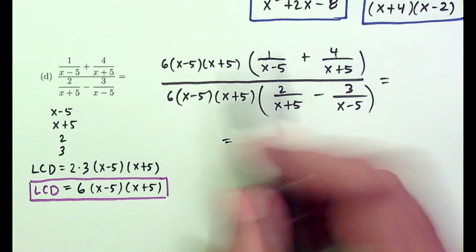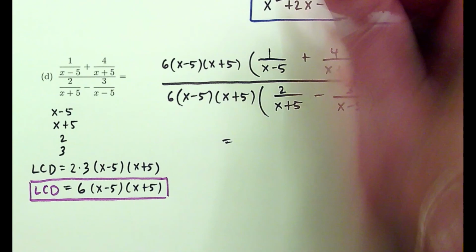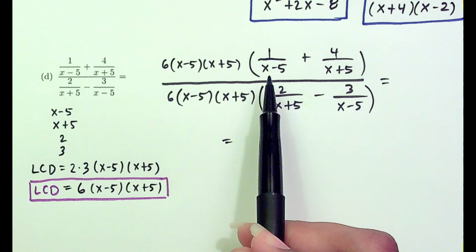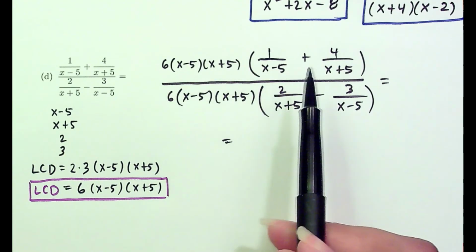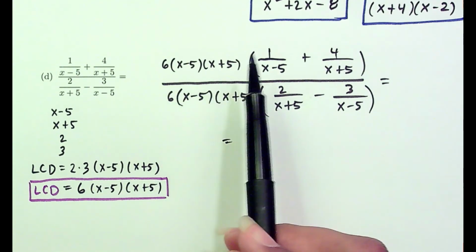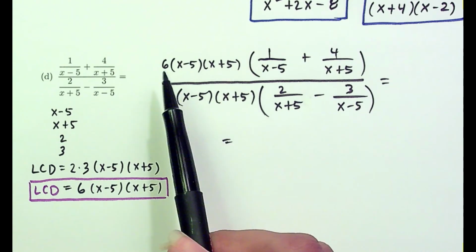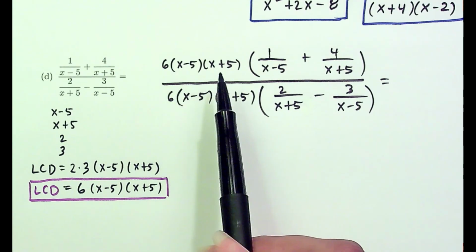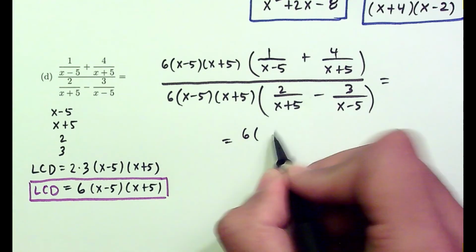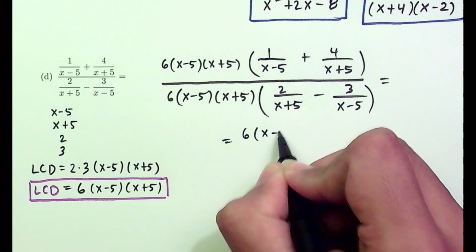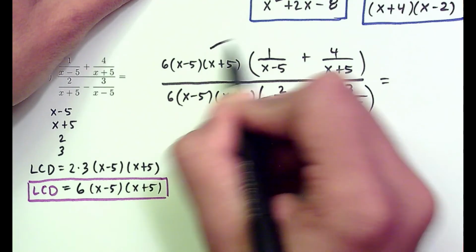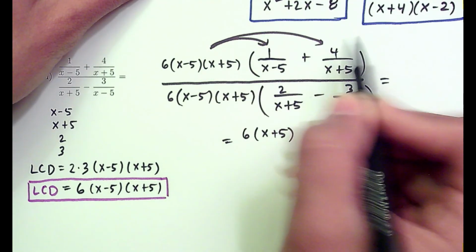Now we're going to distribute, okay? So when you distribute and you multiply this by that, the x minus 5 will cancel, and you're going to be left with the 6, the x plus 5, and the 1. And of course, the 1 doesn't do anything. So basically just add 6 and x plus 5. So you're going to be left with 6 times (x + 5). Okay, you have to distribute. You have to multiply like that.